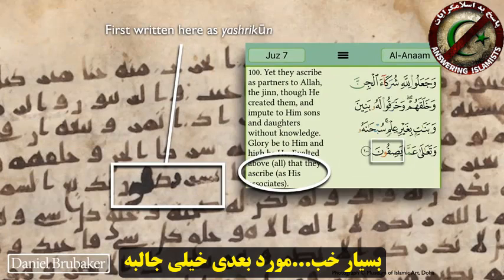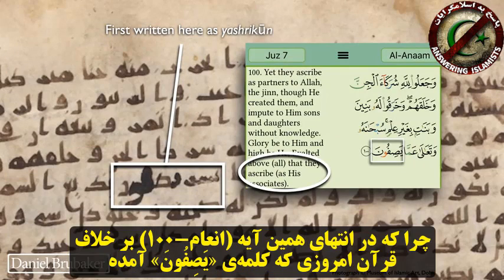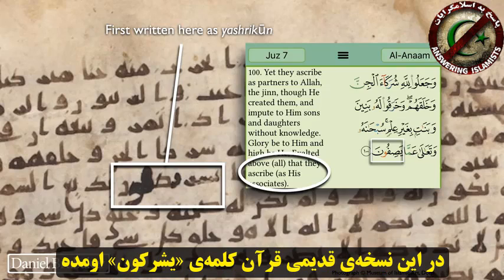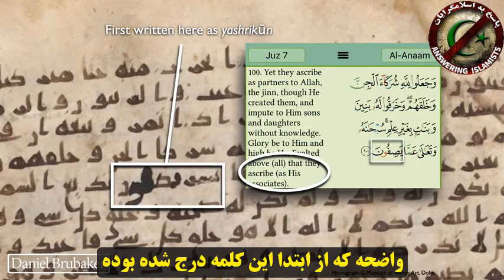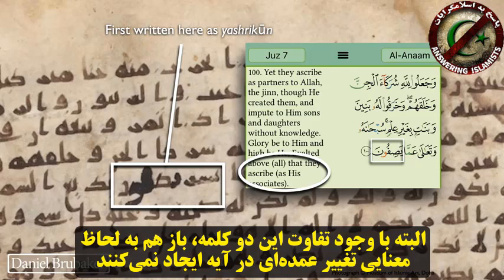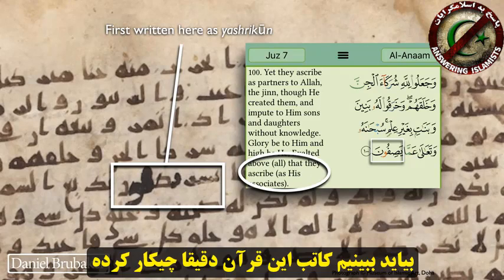All right, so in this case, this is kind of interesting because later on in the same verse, there is a spot where the word yasifun exists today. However, in this manuscript, the word yashrikun was clearly first written here. Now, the words have a similar sense, and the effect of the verse is similar, but it is a different word.